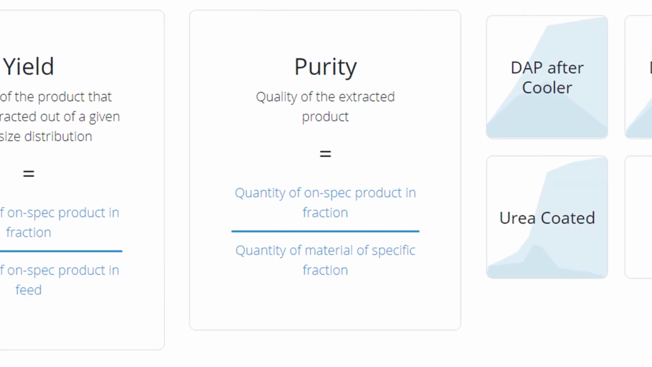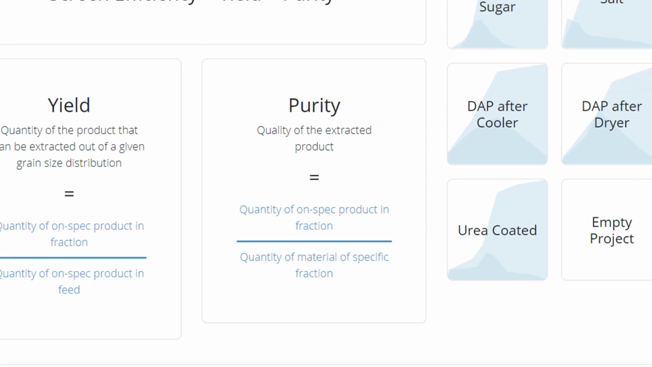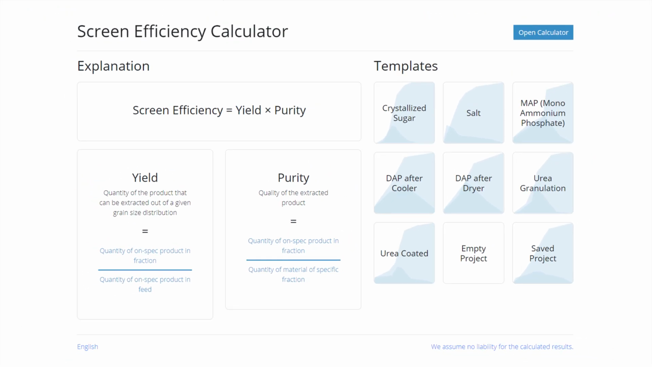Whereas purity indicates the quality of the extracted product. So we want to know how many off-spec particles can be found in each fraction. In other words, how accurate was the classification? Therefore, you have to divide the amount of grains with the desired particle size by the amount of the whole fraction. Every producer aims to extract the greatest possible quantity of his product from the feed quantity without sacrificing the high level of quality. So in the ideal case, yield and purity should both be 100%.